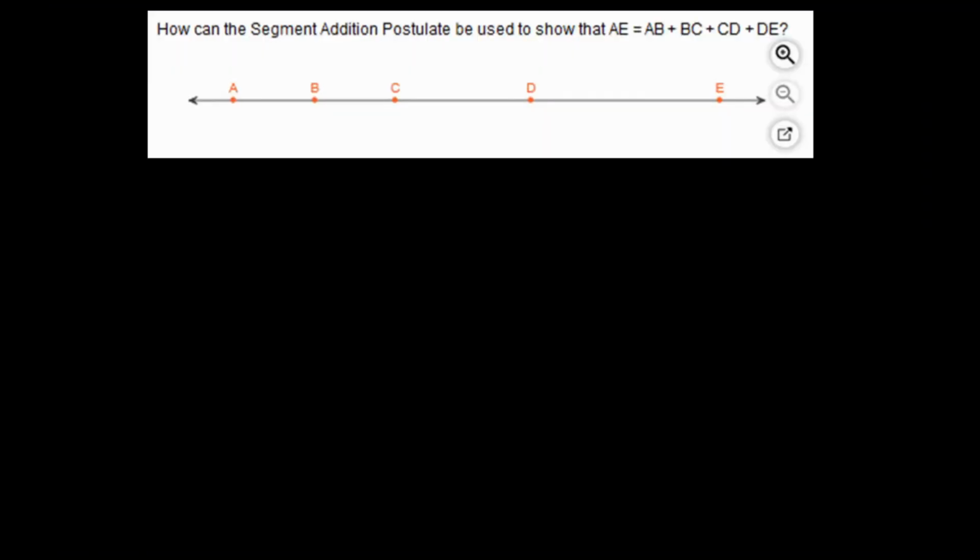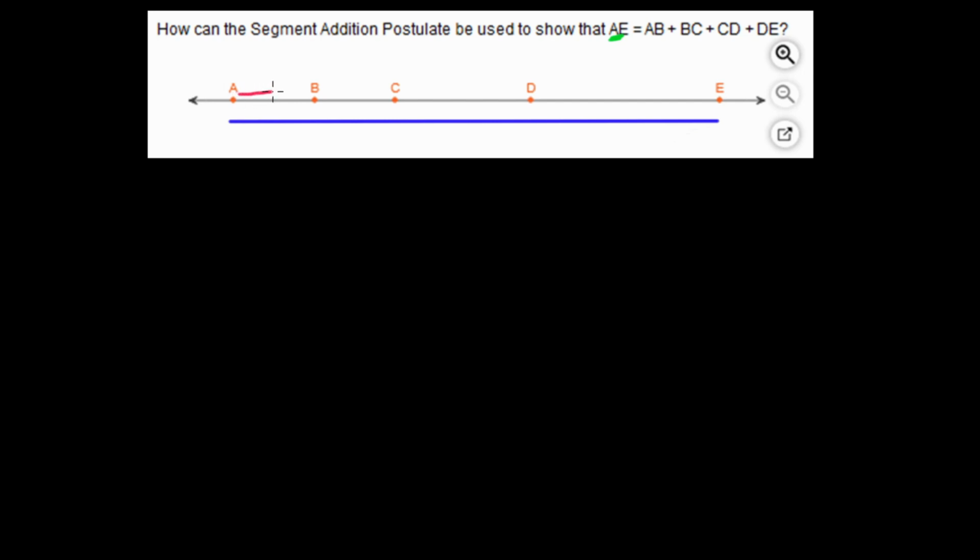All right, problem number 2. How can the segment addition postulate be used to show that AE, so line segment AE, is equal to AB plus BC plus CD plus DE? Well, let's see if it can even be used to do that. So that runs from A to E, and then it's showing AB, BC, CD, and DE as the sum. Those sum together will equal AE. So let's see if that's true.